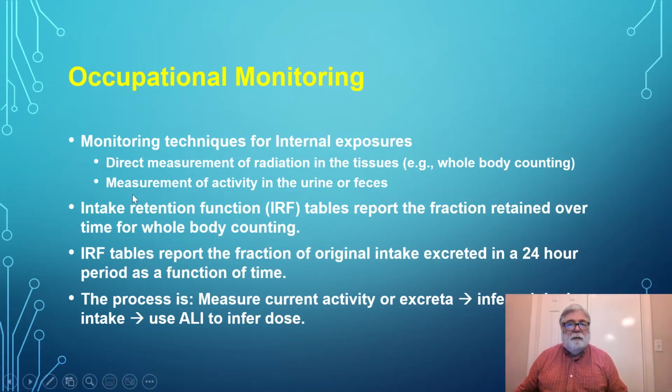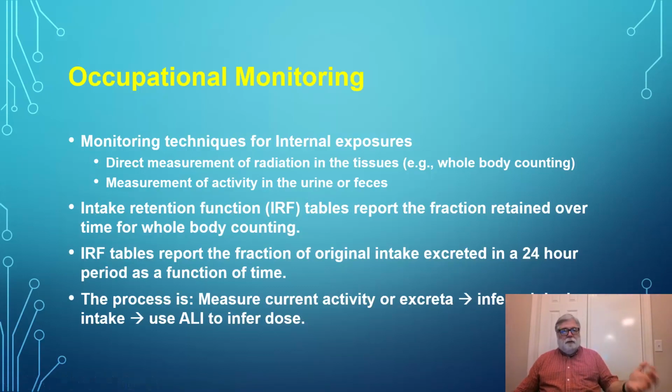Another is we can take 24-hour samples of urine or feces and determine the concentration of activity in the urine or feces, and this can also be used to infer the intake of radioactive material. We study this technique in more detail in the course on radiation dosimetry. I'm just going to mention it here. The process is that one either takes the whole body count or the lung count, the measurement in vivo of the activity, or they measure the activity excreted in a 24-hour period. And then they use an intake retention function.